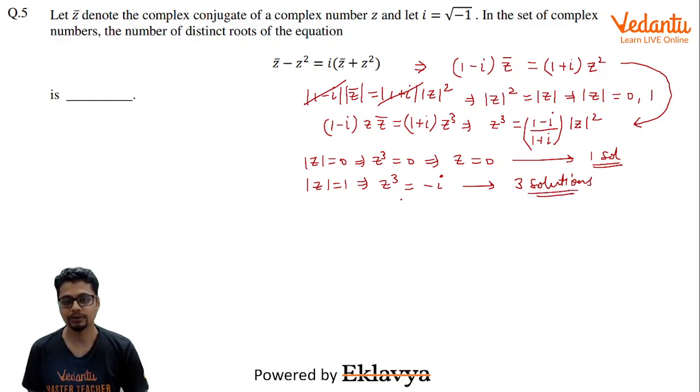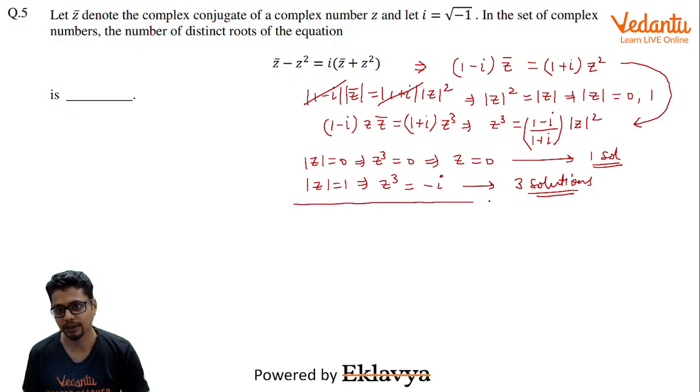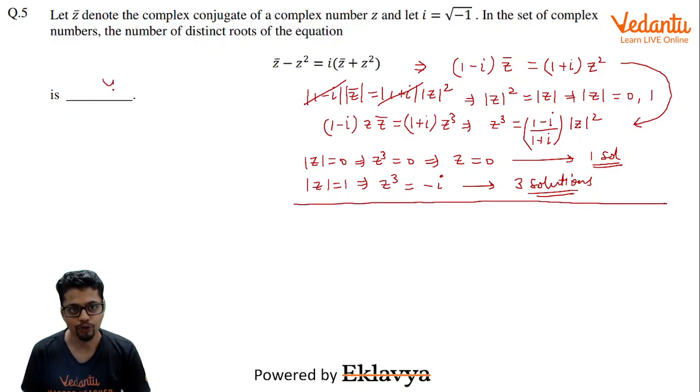Because it is a cubic polynomial, there will be 3 distinct solutions to it. And we can also find them out, but here the point is not to find them. Why? Because what we want is the number of distinct roots, and that's it. So why should we put in that extra effort? So 1 solution and 3 solutions, so the total number of solutions is 4, and that's the answer.